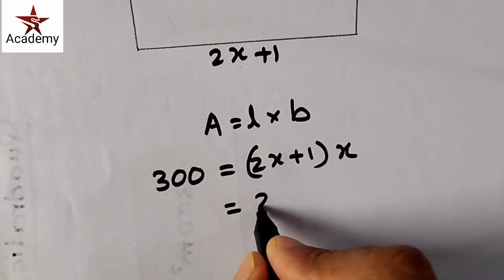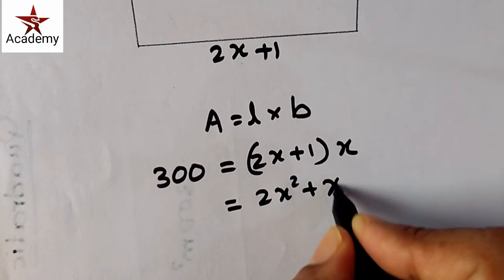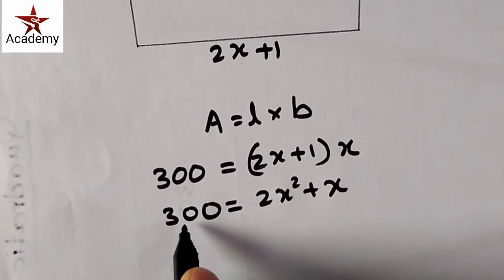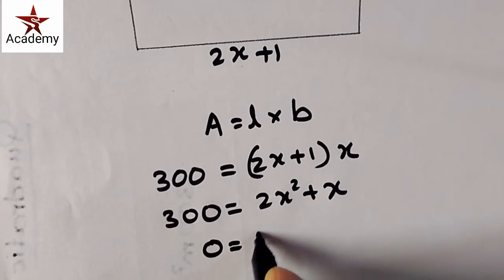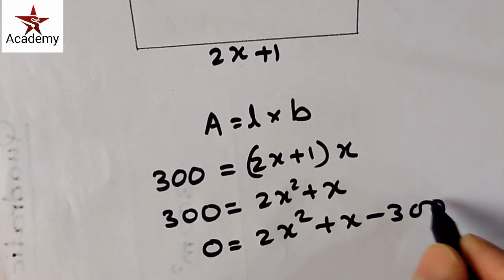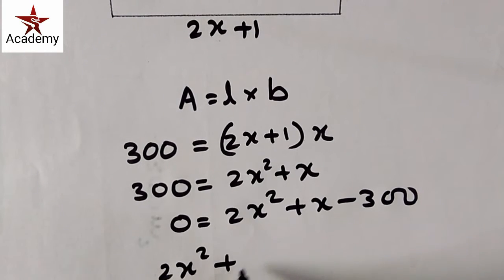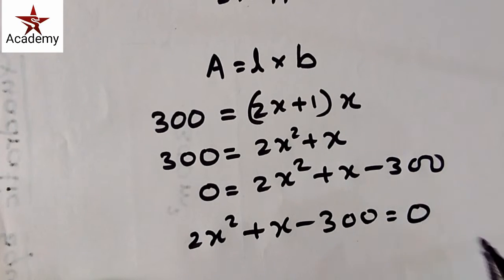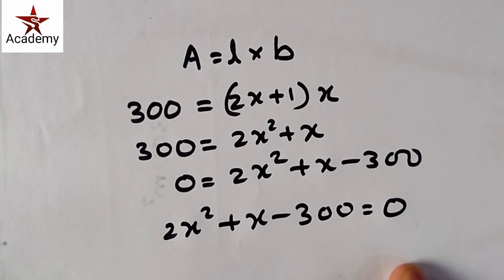2x into x is 2x square, plus 1 into x is x. This is equal to 300. Now if we take this 300 to the RHS, it will become 0 is equal to 2x square plus x minus 300, or we can rewrite it as 2x square plus x minus 300 is equal to 0. This is called a quadratic equation.